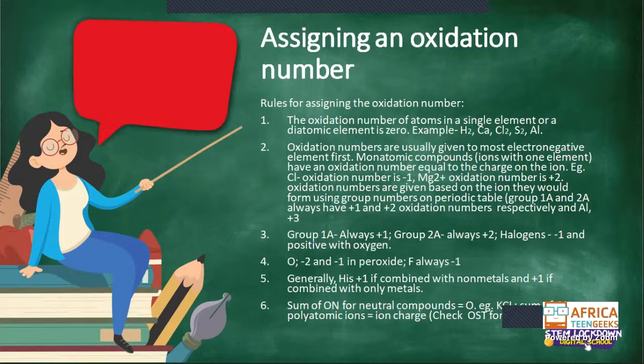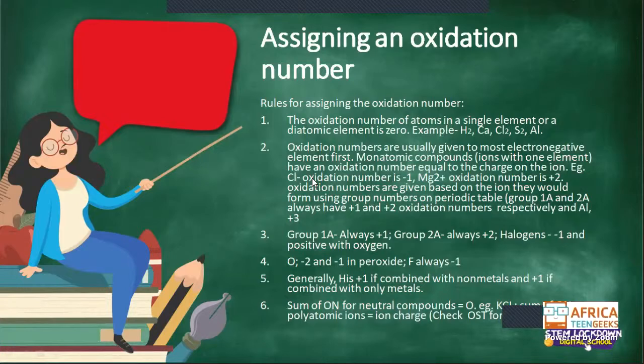Okay, in a monatomic compound, for example, ions with one element, they have an oxidation number equal to the charge on the ion. For example, for chlorine, it's going to be Cl with a minus charge. So there, it means that the oxidation number is -1.